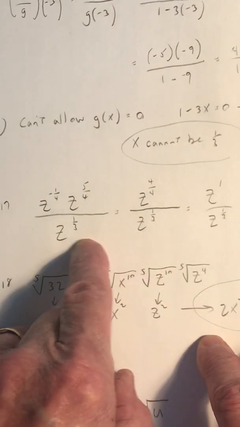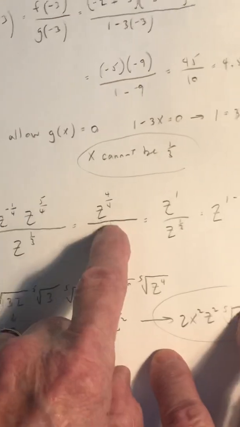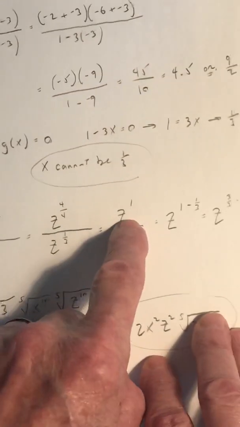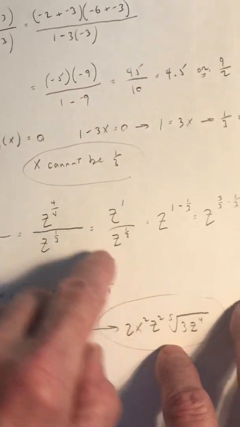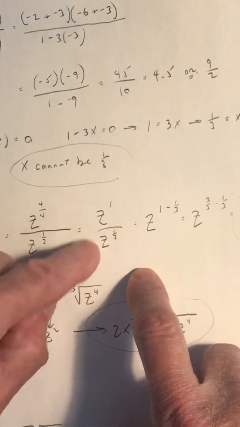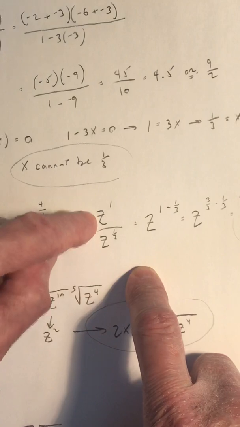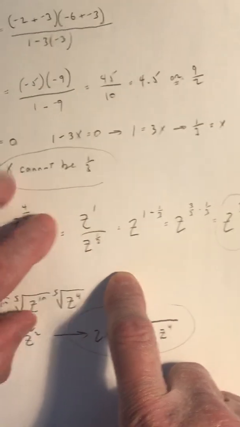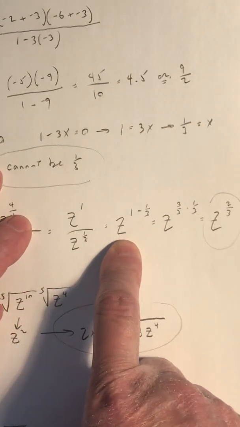And we'll leave that denominator hanging for a minute. And z to the 4/4 is equivalent to z to the 1. And then it's the same old: where's the bigger power? That's where it stays. 1 is bigger than 1/3, so we don't even have a fraction when we're done.